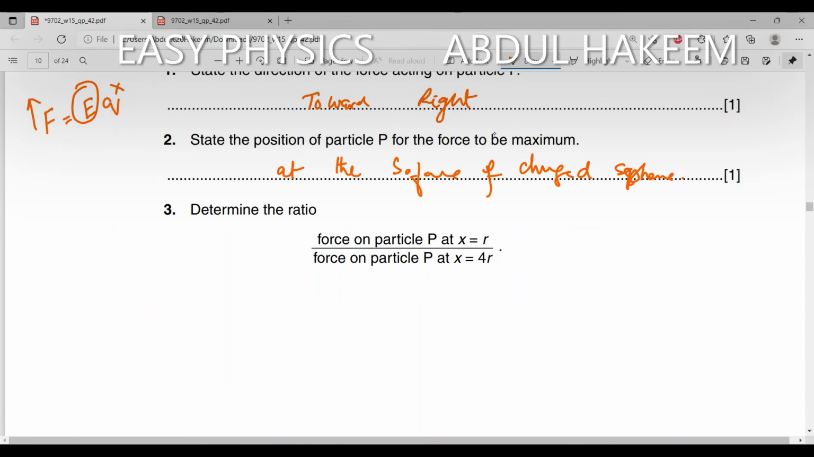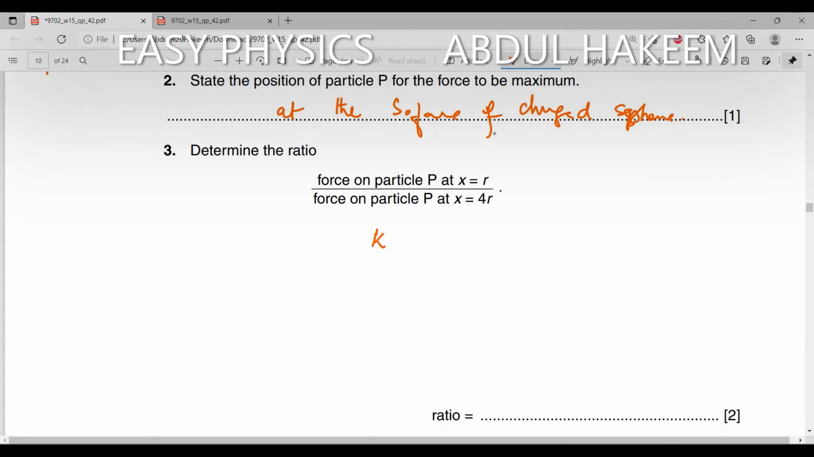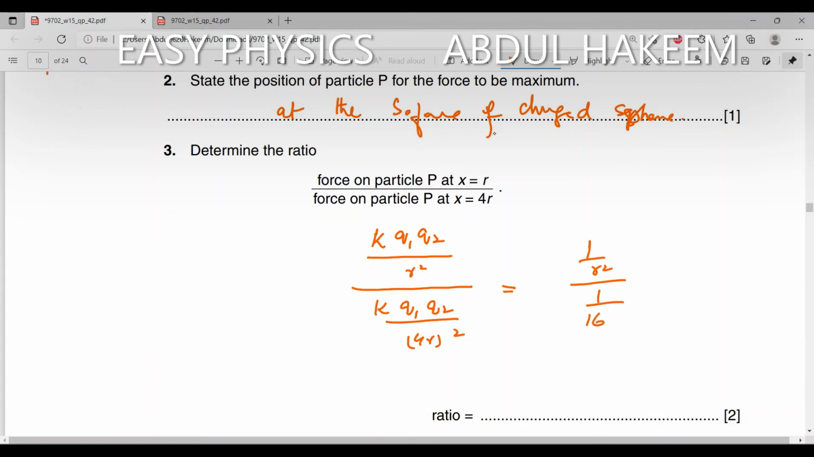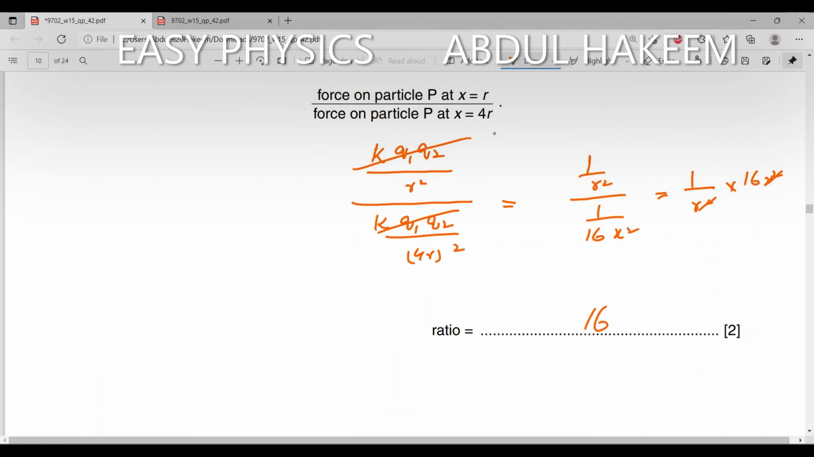Determine the ratio of the force on the particle P at R and the force on the particle at X equals 4R. Force, look, it is equal to K Q1 Q2 over R square divided by K Q1 Q2 over 16 R square, because of Coulomb's law. So 1 over R square multiplied by 16 R square, cancel. The answer is 16. The formula of the force is F is equal to 1 over 4 pi epsilon naught Q1 Q2 over d square.